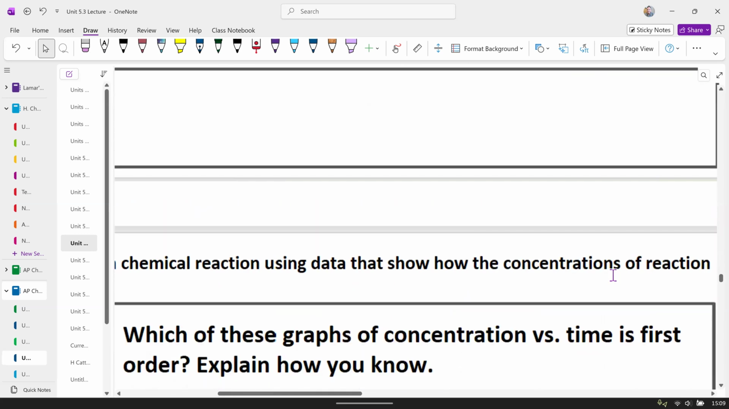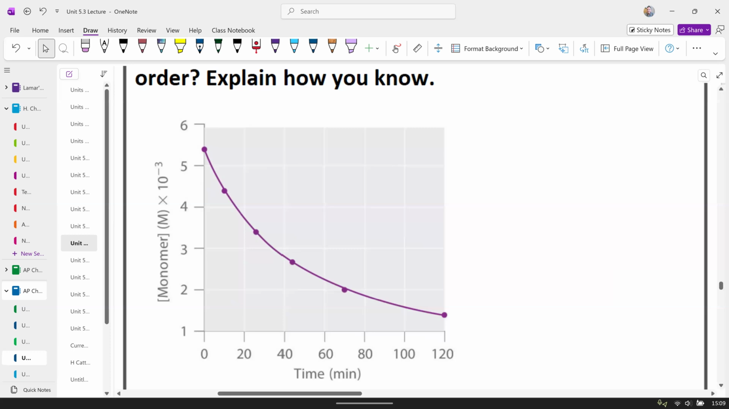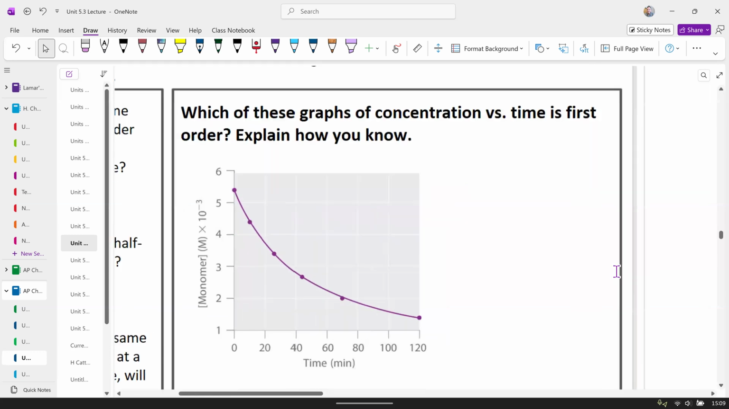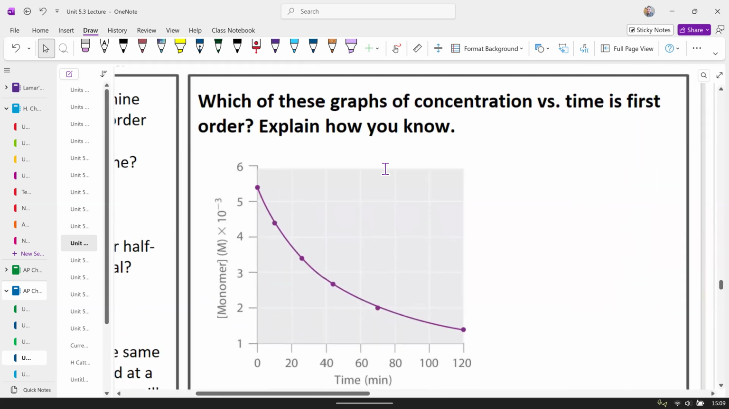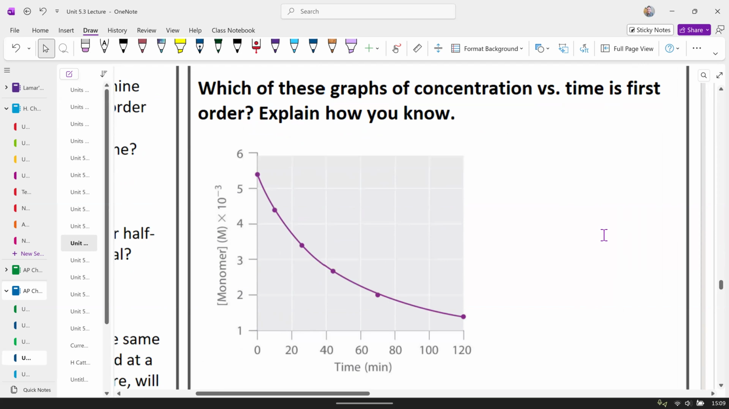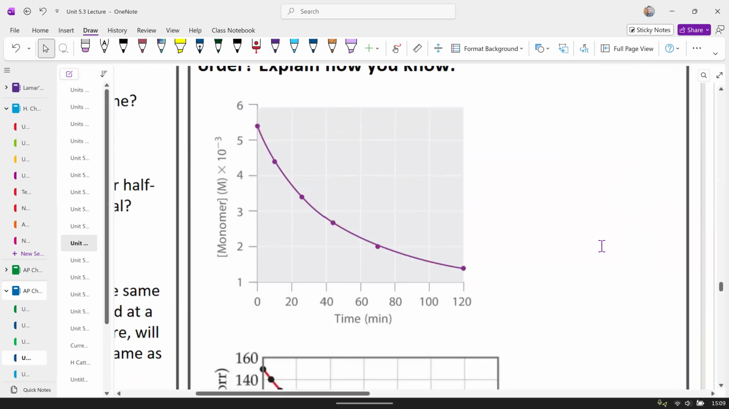All right, let's go over a couple of these real quick. I want you to look at these graphs and decide which of these graphs of concentration versus time is first order. Explain how you know. So we look at this one, and let's just go ahead and call this value 5.5. All right, what would be the concentration at half of 5.5?